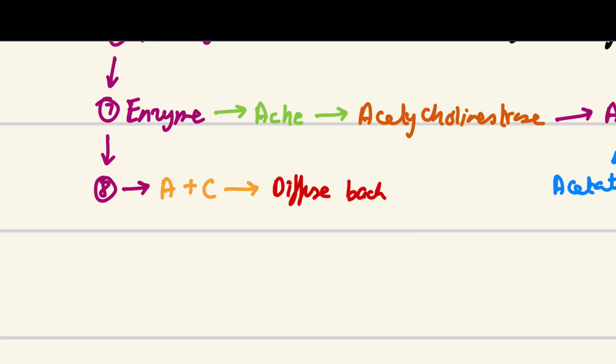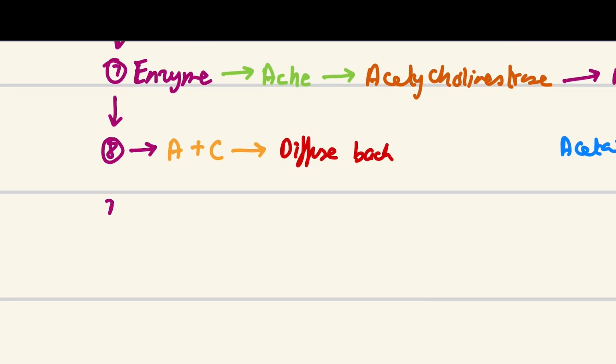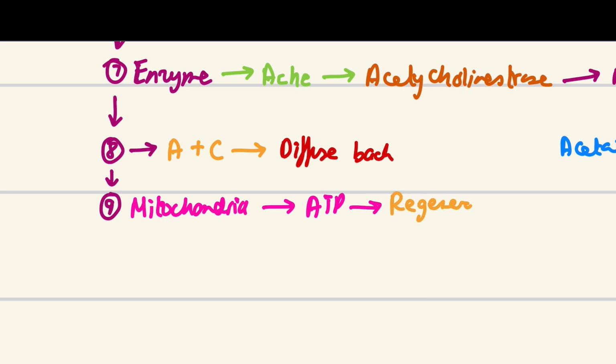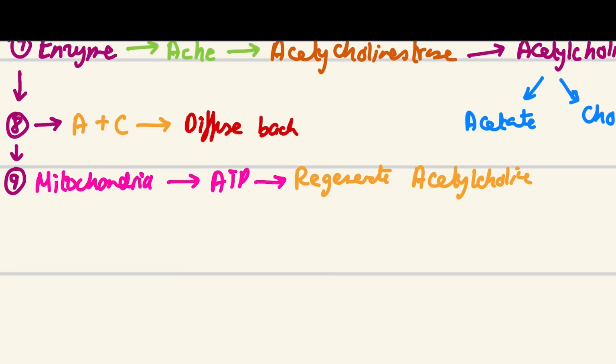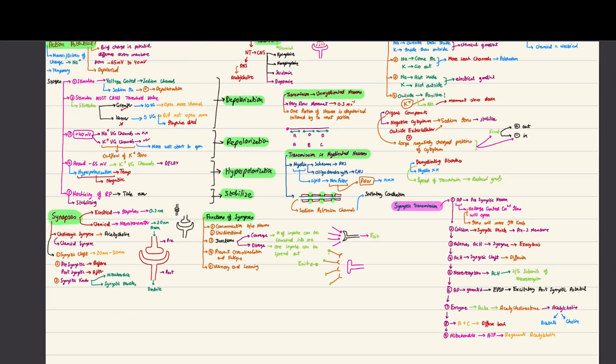Okay, now this brings us to our last point and then we are done with this video. That is that I am going to have mitochondria, which is going to be generating ATP, and this ATP is going to be used to regenerate acetylcholine. Okay guys, this whole system is working, and then I can further use it. Okay, and guys, this is how a synapse works.